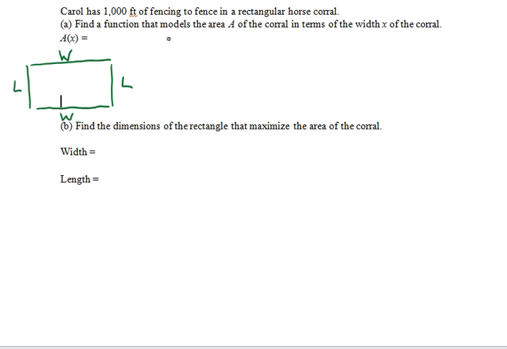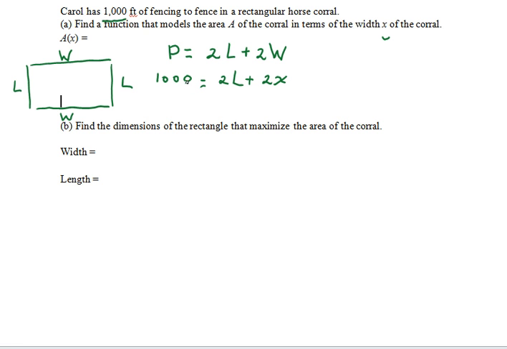We know that for a rectangle, the perimeter is width plus length plus width plus length, or 2 times the length plus 2 times the width. Since we're told the perimeter is 1,000 feet, I can substitute 1,000 for P equals 2 times L plus, and we're told to use X for the width, so 2X.